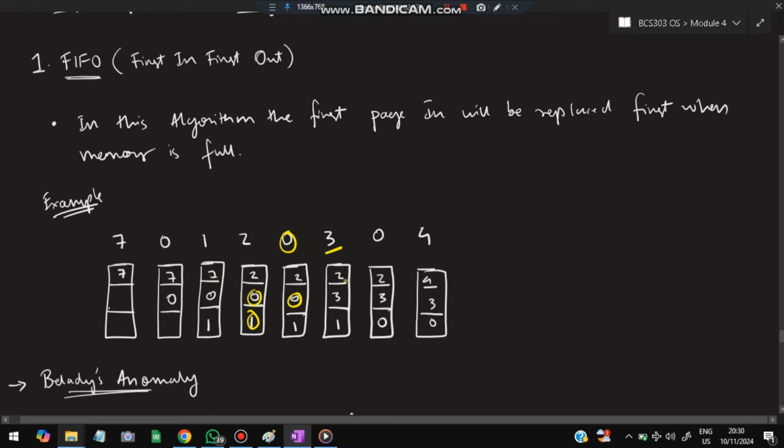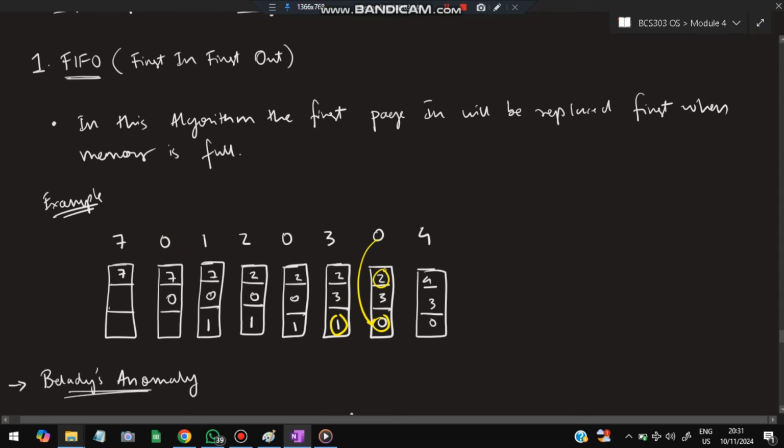Then 3 came. Now from 2, 0, and 1, I have to replace either 2 or 0 or 1. Whether 2 came first or 0 came first or 1 came first. First 0 came. It has repeated here, but we'll not consider that. First came 0, right? So we'll be replacing 0 and putting 3 here. Then whichever comes next, we'll be replacing 1 here and putting 0 here. Next one will replace 0.